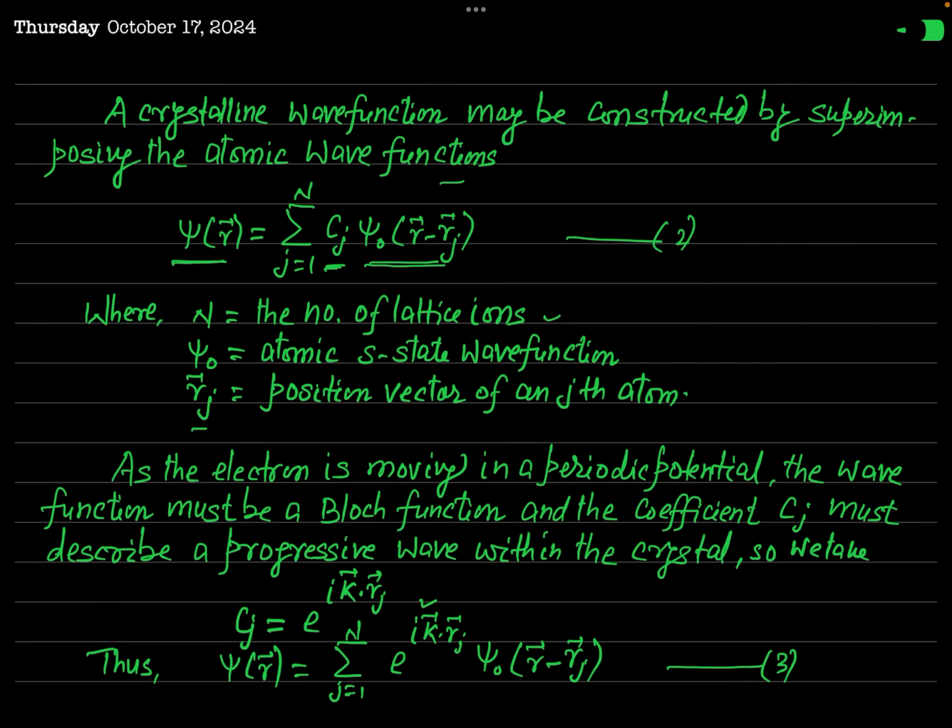You can see that as the electron is moving in a periodic potential, the wave function must be a Bloch function, and the coefficient Cj must describe a progressive wave within a crystal, and so Cj is equal to e to the power i k dot rj. Okay. And so now, in the light of this value of Cj, you can write this equation 2 in this manner. Psi of r equals summation over j from 1 to N of e to the power i k dot rj times psi naught of r minus rj. Okay.